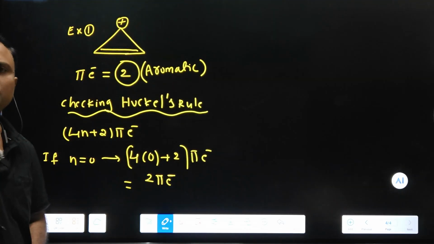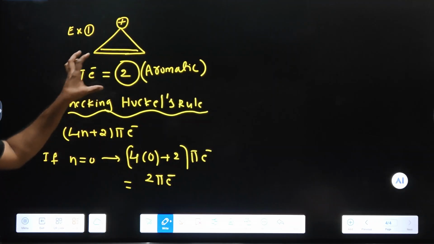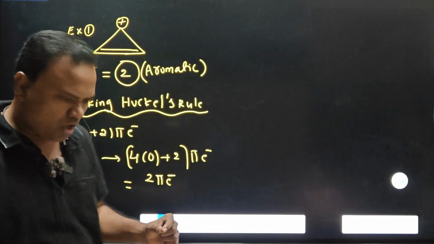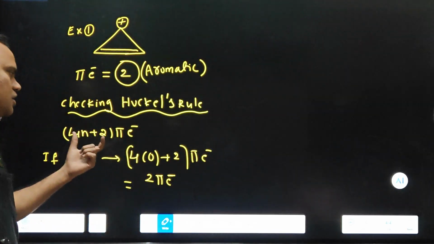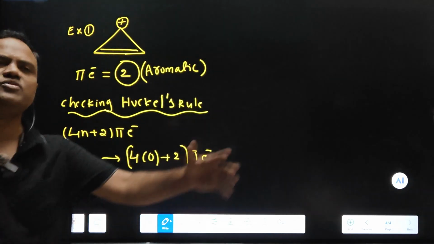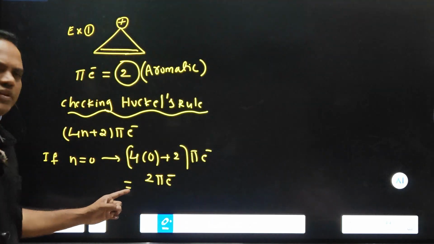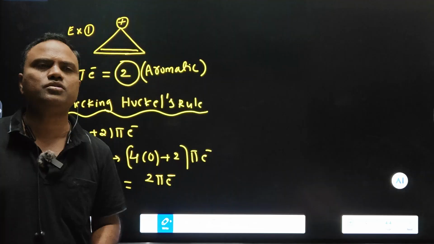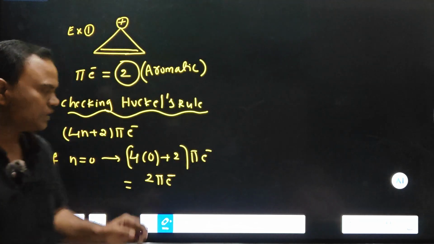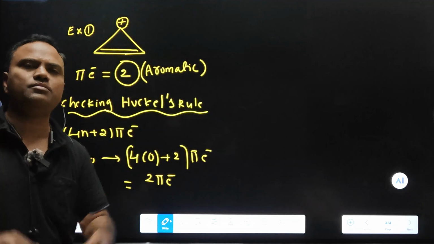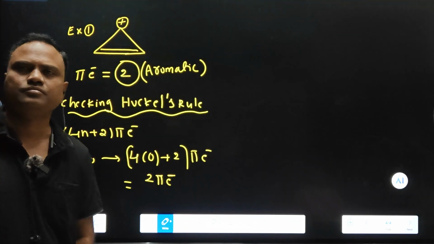You will understand if you do some more questions. First we write the pi electrons in the given structure. Next we write the number of electrons according to Huckel's rule. Start from 0 onwards: for any value of n, first substitute n is equal to 0. After substituting, you get the pi electrons. Check whether the two numbers are the same. If same, then aromatic. Clear?